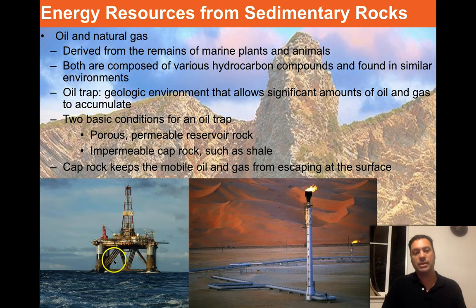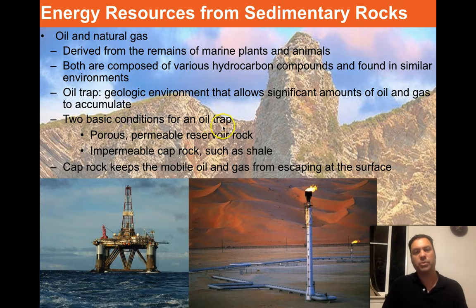And so here we can see places where they're taking advantage of oil traps. This is an offshore drilling rig. And this is, of course, a Saudi Arabian oil field where they're taking advantage of the oil coming out. And they're actually getting so much natural gas and some extra gases that they don't want that they burn it off.